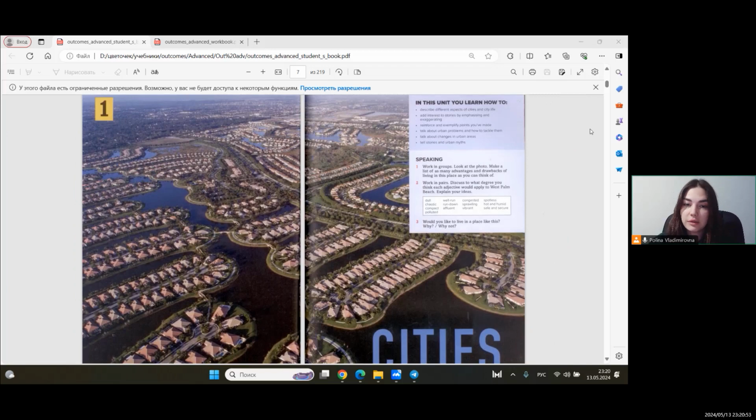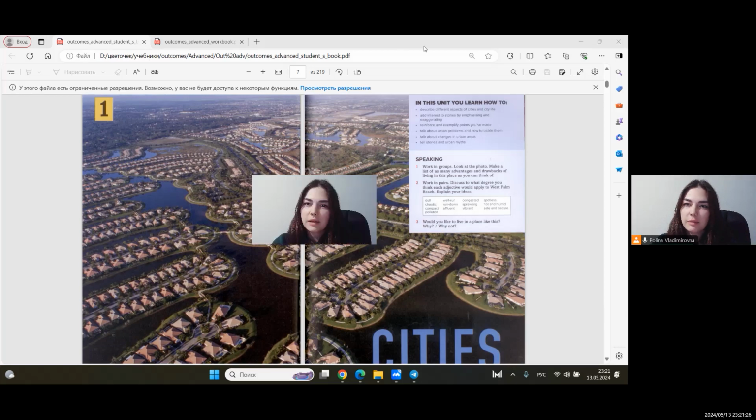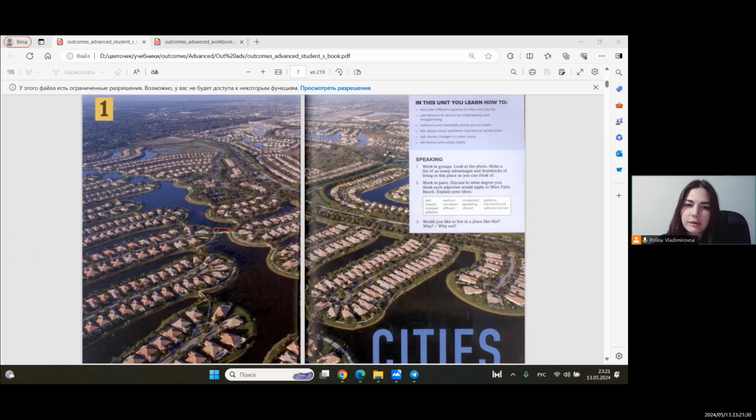Well, so let's look at the photo and make a list of as many advantages and drawbacks of living in this place as you can think of. And I think I want to start from drawbacks. As for the first one, well, I think people who live here are quite isolated from the big continent. There is only, let me draw, right? There is only one bridge connecting these people with these people, and I don't think it's a good idea to be so isolated. What if you ran out of sugar? You can't go to any supermarkets, right? Just because there aren't any, right?